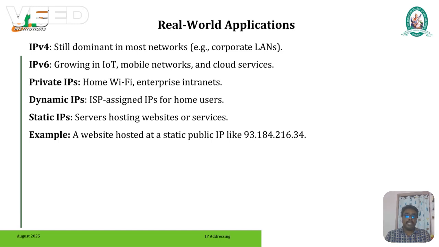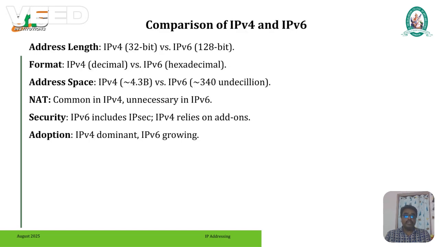Next comes private IP and dynamic IP. Dynamic IP is assigned dynamically, and this is widely used. In real-world applications, IP addressing is very important to identify a system using a unique format. Now, a comparison of IPv4 and IPv6: the major drawback of IPv4 is address space, which is solved in IPv6. IPv4 is still widely used, and IPv6 is a new format which is widely getting adopted.